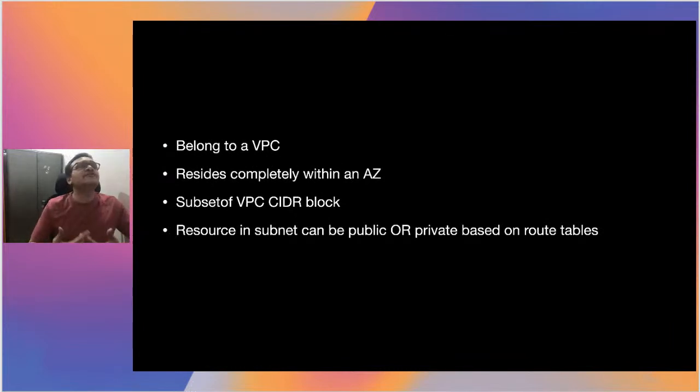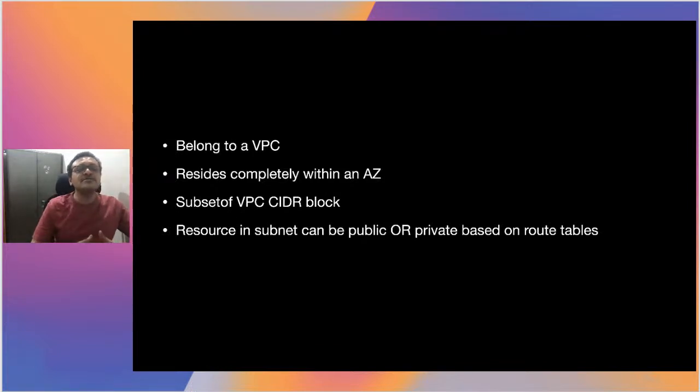What are the rules for a VPC subnet? It has to belong to a VPC. It is directly related to a VPC. It resides completely within the scope of an availability zone. While a VPC can encompass multiple availability zones of a region, a subnet belongs inside an AWS availability zone only.